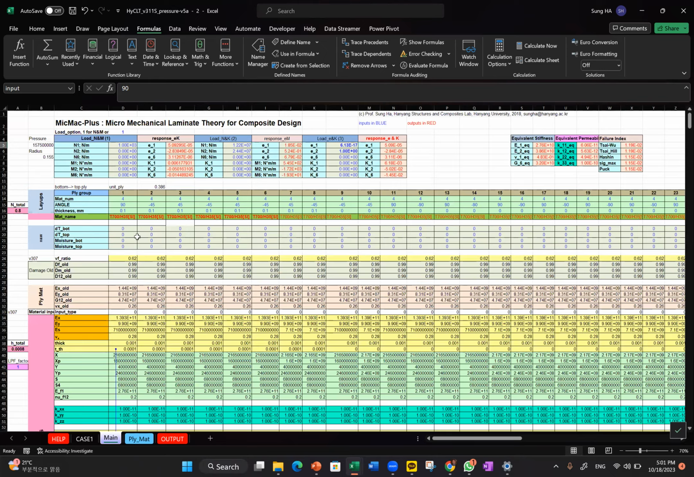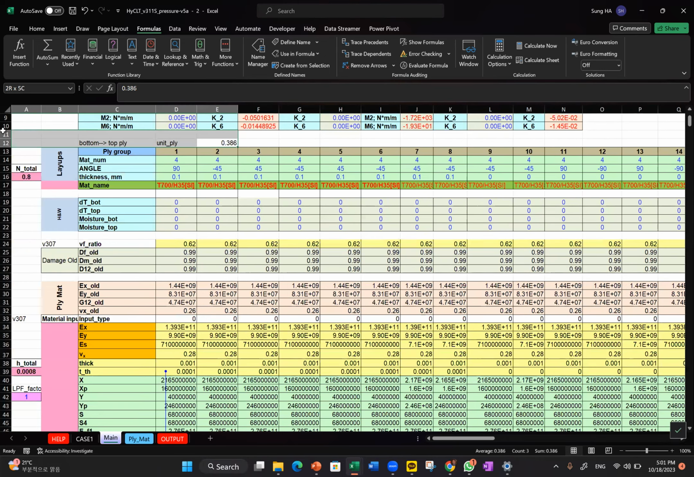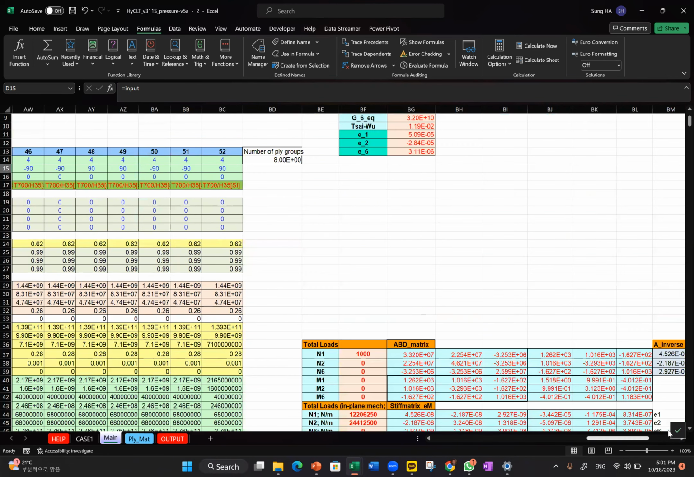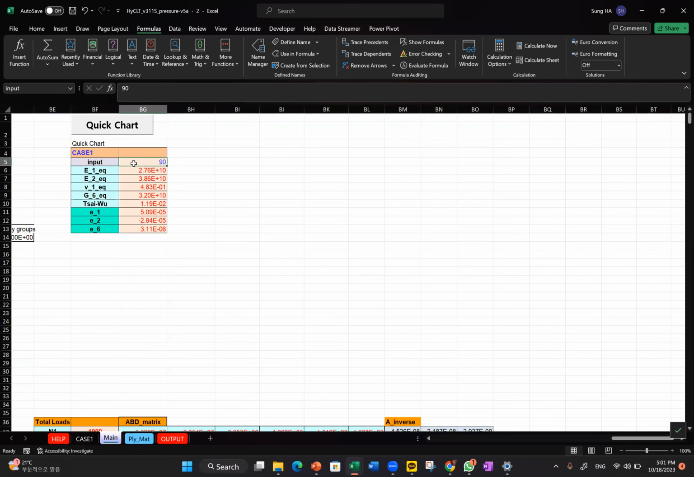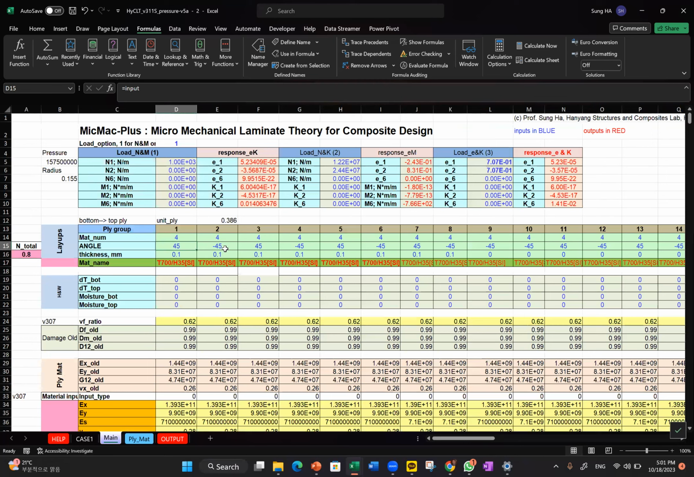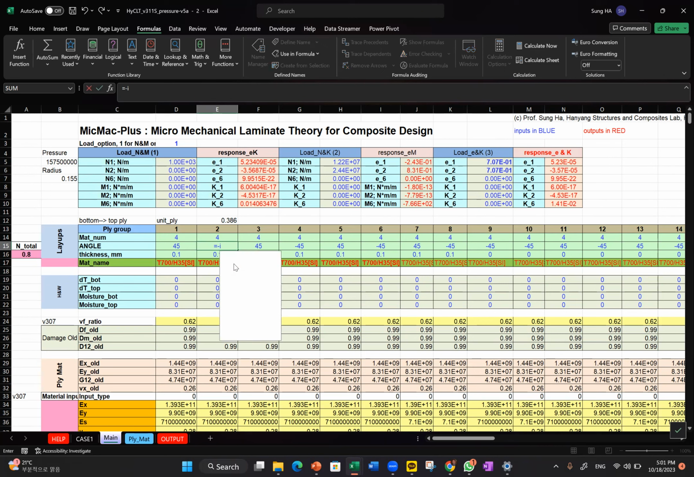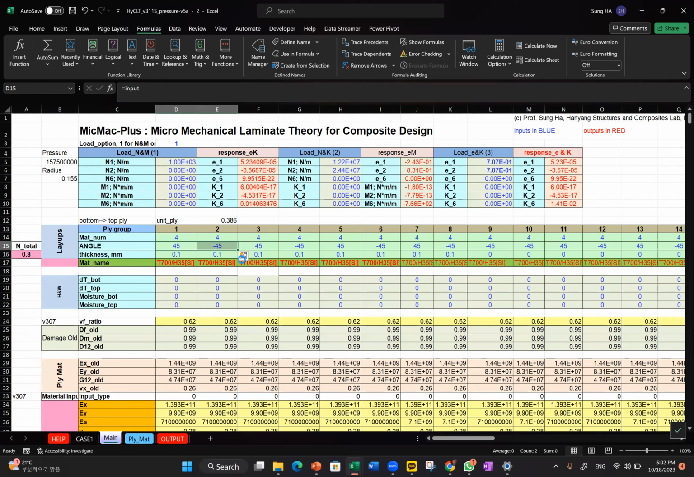Now, to represent the angle of a biaxial, I will change it to 45. So this one will be a 45. Now, how to make the plus minus 45? Simply minus input, right? And then copy and paste up to here. So as you can see, pay attention here, plus, minus, and plus, minus.